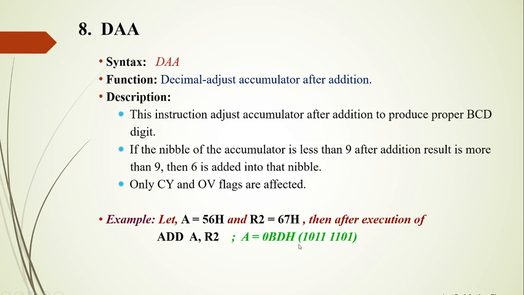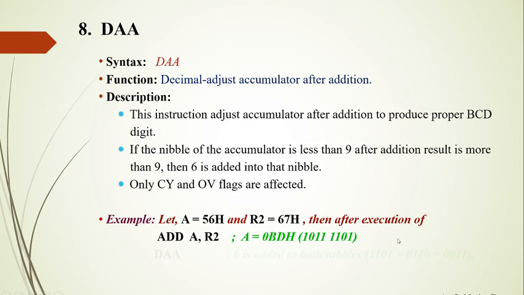If we write this hex number in binary, we get 10111101. If we concentrate on the lower nibble, that means the lower 4 bits of the result, this is 1101. So this is greater than 9. Again, this is the upper nibble, and this is also greater than 9.